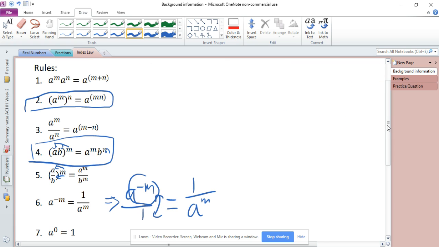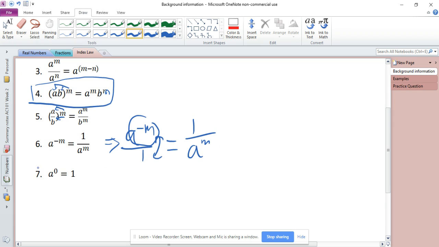I haven't introduced a very good example of rule number 7, but it's pretty easy to understand. Rule number 7 is: anything to the power of 0 must be 1. For example, x to the power of 0 is 1, y to the power of 0 is also 1, and so on and so forth.